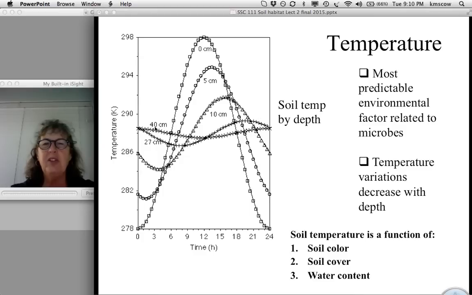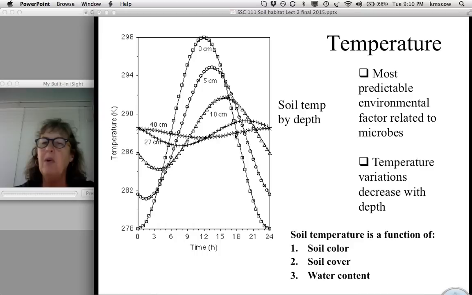So this picture here is a really important one. It shows you temperature, and it shows you a 24-hour cycle in soil. And if you look at these different curves, they represent different depths in soil. So you can see that the most extreme changes in temperature are at the surface of the soil, and you'll still see these variations as you go down deeper into soil a bit.